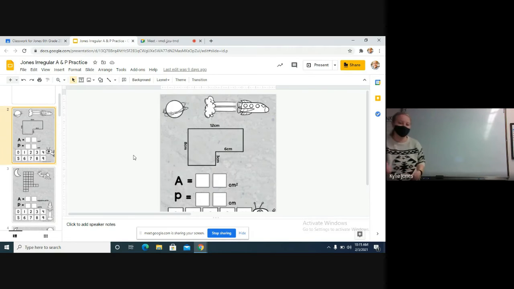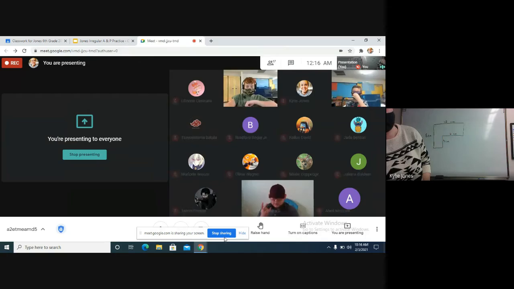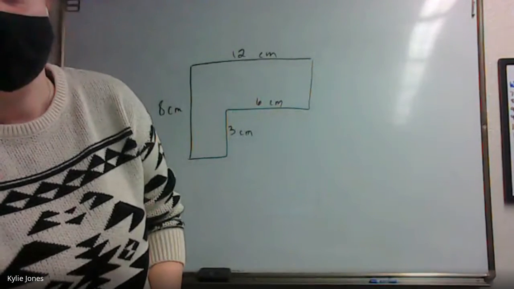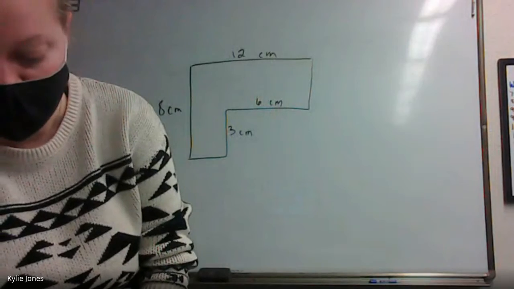Okay, so let's start with slide number 2. I'm going to draw this up behind me really quick. This is not very well drawn, but that's okay. So we have 8 centimeters, 12 centimeters, 6 centimeters, and 3 centimeters. Okay. So we need to find the area and the perimeter. I'm going to go back to the Google Meet and stop presenting so that we can look at my screen and work on this one.